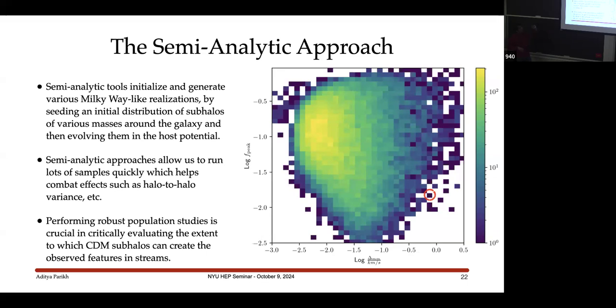And the other upshot is that these semi-analytic approaches are really nice because they allow us to vary other parameters. We can change the disk mass, we can change the halo potential that things are evolving in, we can change the overall mass of the Milky Way, and so on and so forth. So we have a lot more finer control over various parameters that we want to test. And so the idea is that performing these robust population studies is crucial in critically evaluating the extent to which CDM subhalos can create these observed features in streams.